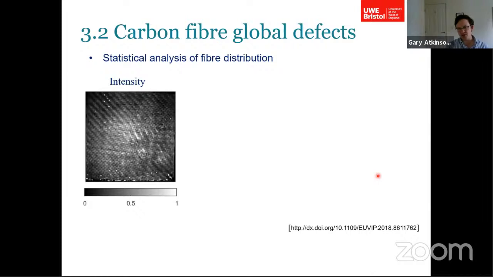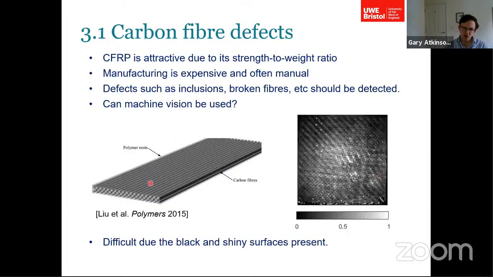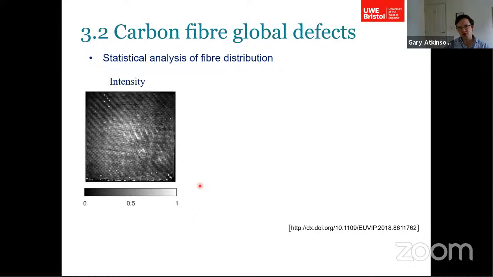So here's an intensity image. This is a woven surface. Just in case you've not seen these before, instead of having the fibers layered on top of each other like this, you literally weave them between each other before you embed them in the resin. So here's an intensity image. You can see how difficult it would be to spot gaps in the fibers or broken fibers using this image.